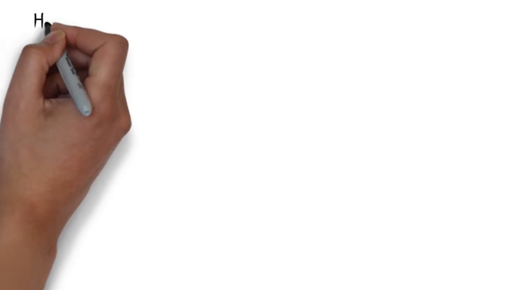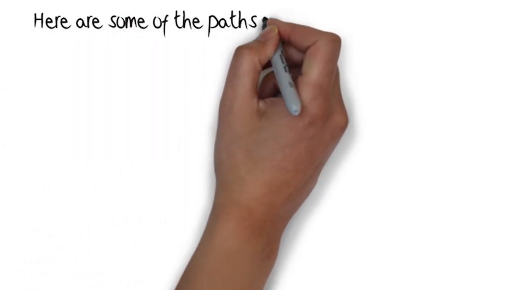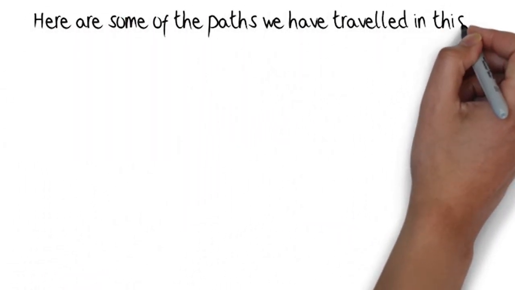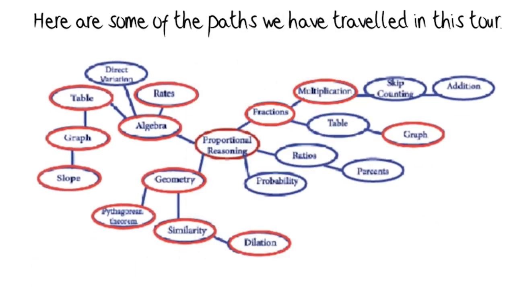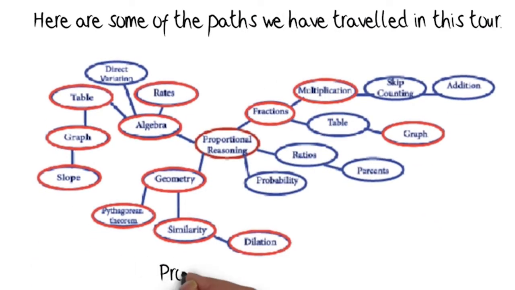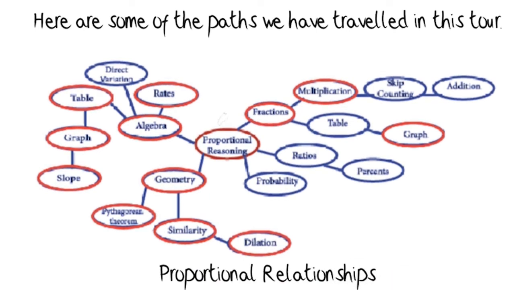So here are some of the paths we've travelled in this tour. We've made a little concept map, and it shows you all these areas of mathematics. And when we thought about proportional relationships, we started off with fractions, we made a table, we drew graphs, we then took it into geometry and transformational geometry. We looked at dilation, then we talked about algebra, and we thought about slope. But all of these things are connected to one idea.